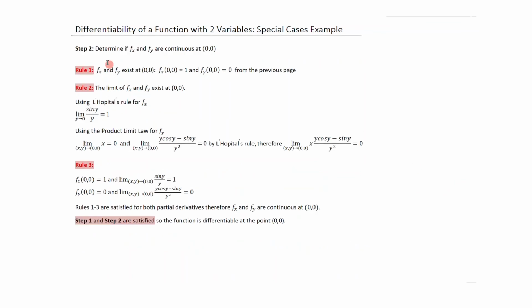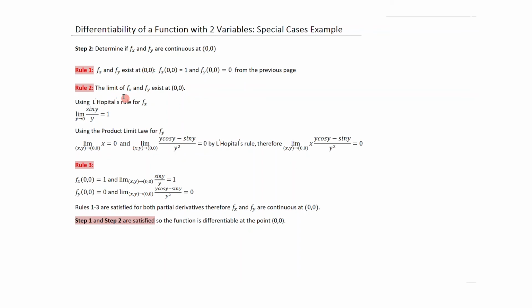We have to determine if f partial x and f partial y are continuous at (0, 0). Again, for continuity, we have 3 rules that all have to be satisfied. The first rule is that f partial x and f partial y exist at (0, 0), and yes, they do. We've just shown that to be the case. f_x(0, 0) equals 1, and f_y(0, 0) equals 0.